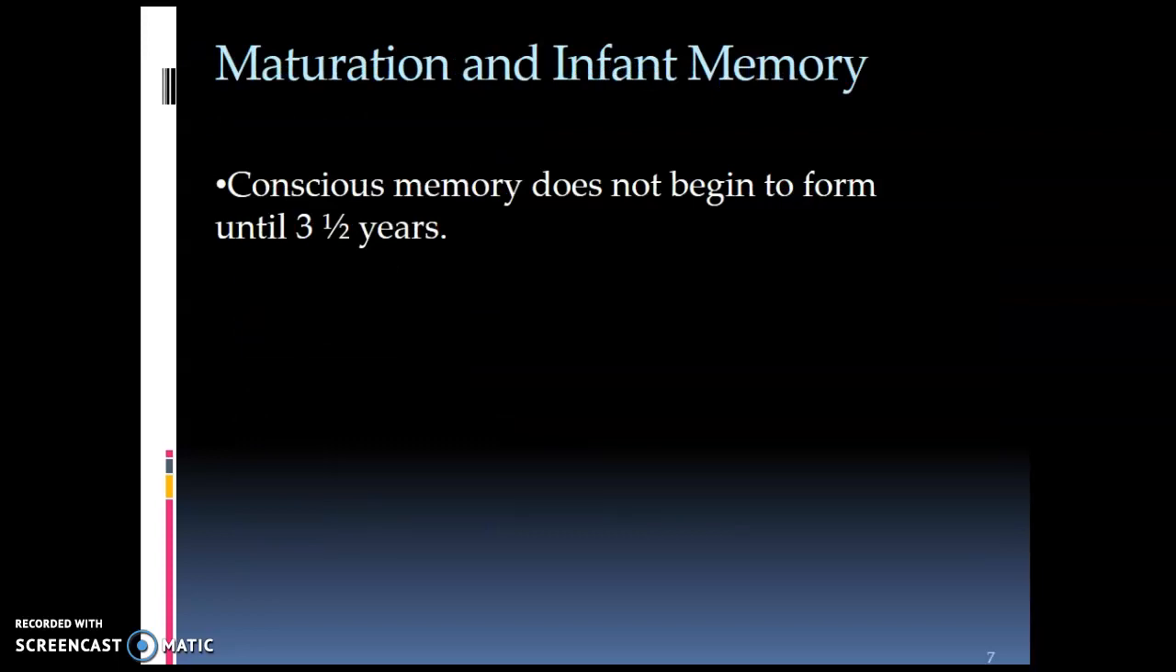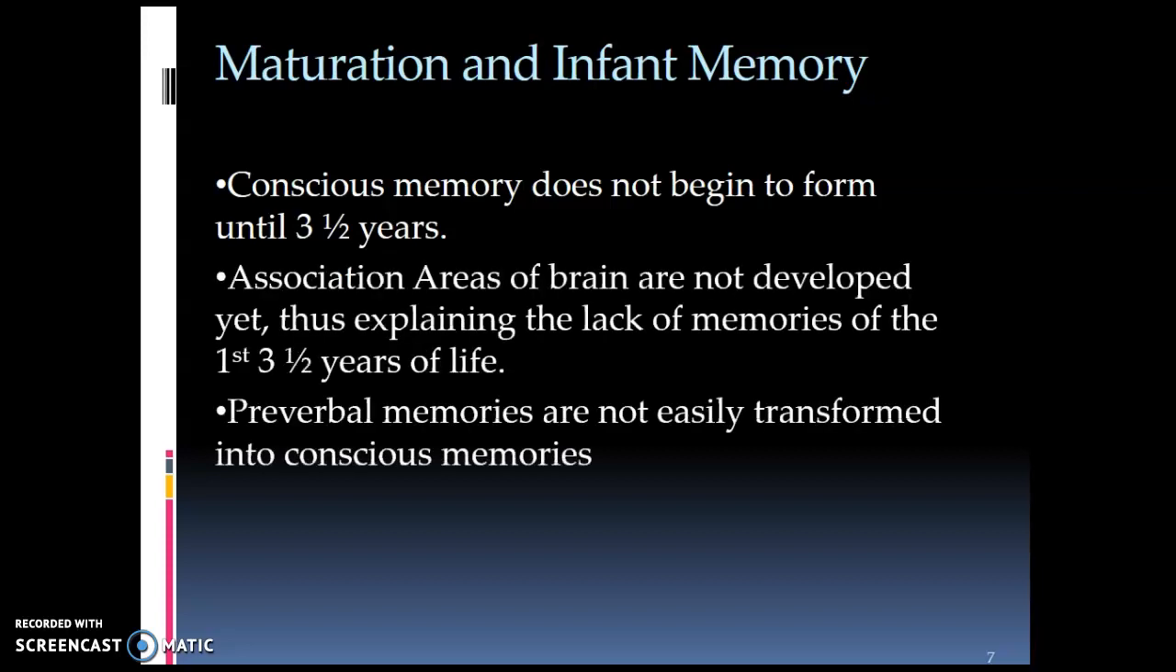Now when we look at infants and memory, conscious memory is not usually going to begin to form until about 3.5. And really the reason this is happening is because our association areas are not fully developed. And our preverbal memories that are formed before 3.5 are going to almost be lost within the neural networks of the brain. Because at 3.5, you've mastered a lot of the rules of language, so your language is going to dominate your communication and your storage of memory.